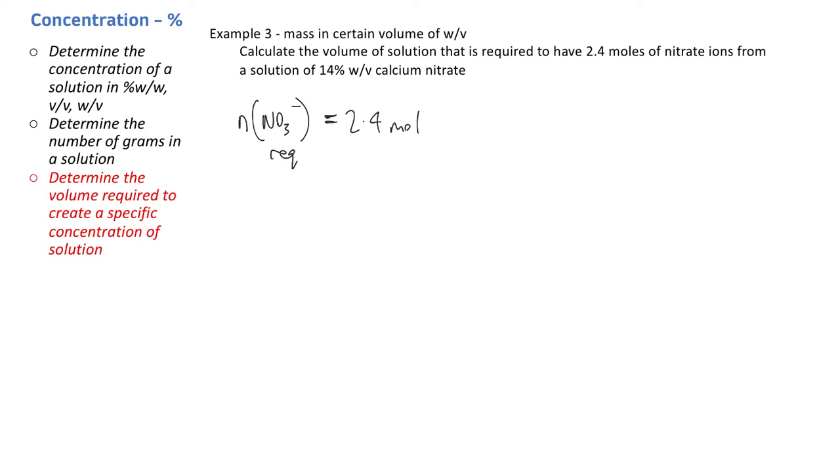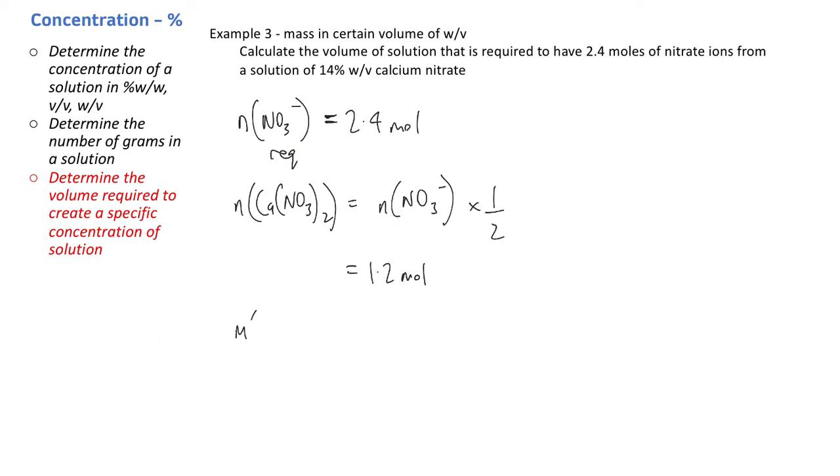We've got our solution concentration in calcium nitrate, so I need to work out how many moles of calcium nitrate I require. The number of moles of calcium nitrate from the nitrate ions is going to be half, because there are 2 nitrate ions for every calcium nitrate. So to make 2.4 moles of nitrate ions, I only need 1.2 moles of calcium nitrate, because every mole of calcium nitrate will produce 2 moles of nitrate ions. So that's the number of moles that I need.